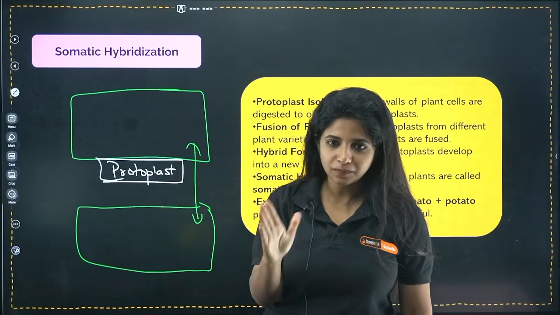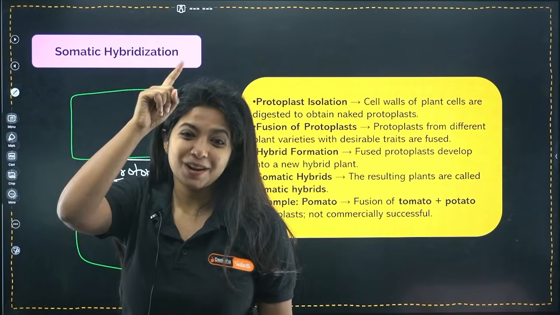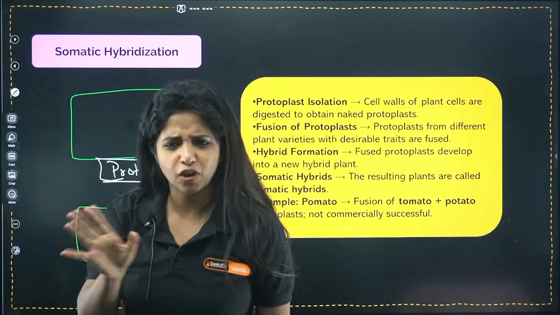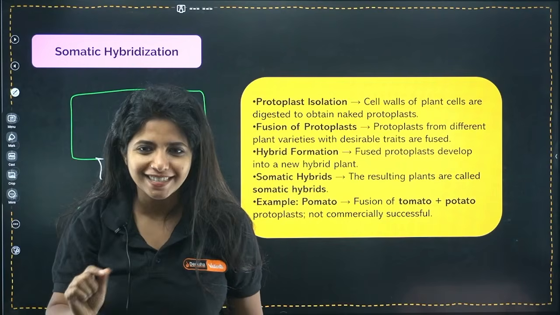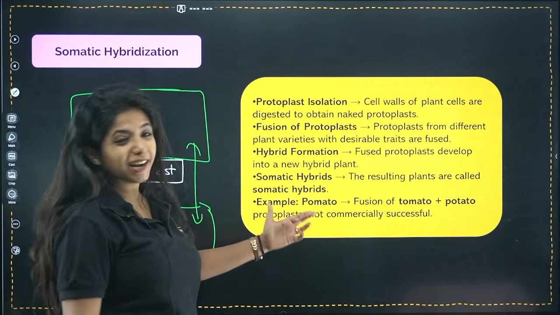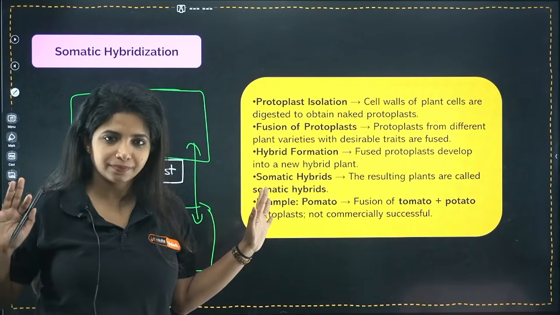So please remember, protoplast fusion ends up in somatic hybrid formation. Micropropagation ends up in somaclone formation. There's no need to mug up, just use your little brain. Yes, that's all. So pomato, please remember the example of that, and that's all. That is somatic hybridization.